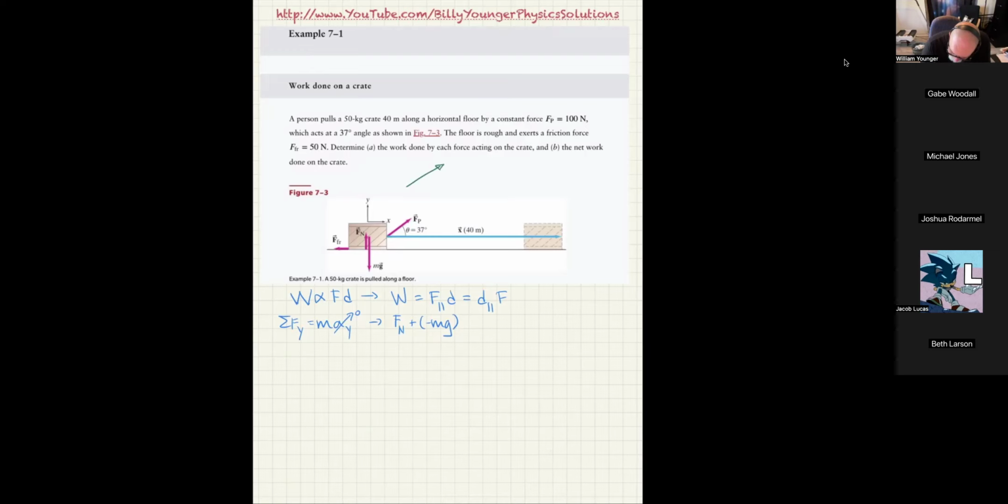this force FP, oops, I wrote a B instead of a P, FP has a magnitude equal to 100 newtons, and it has an angle of 37 degrees. And sorry, I drew that in green. I was going to use green to point in the positive direction and red to point in the negative direction, but I'll just stick with blue pointing in the positive direction and red pointing in the negative direction.